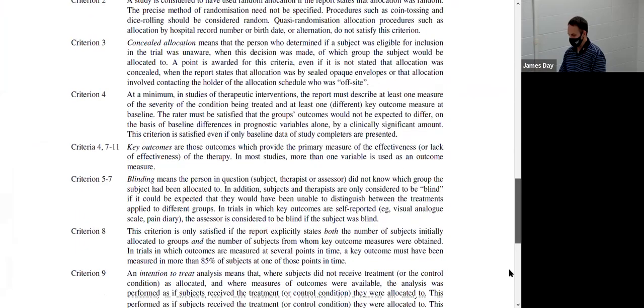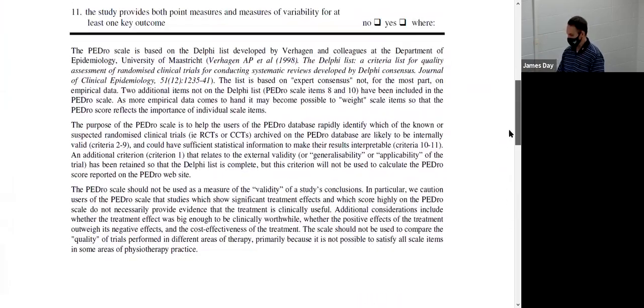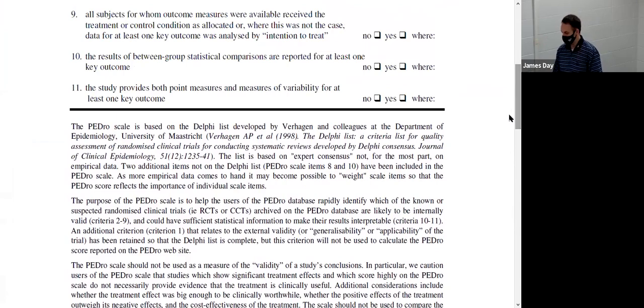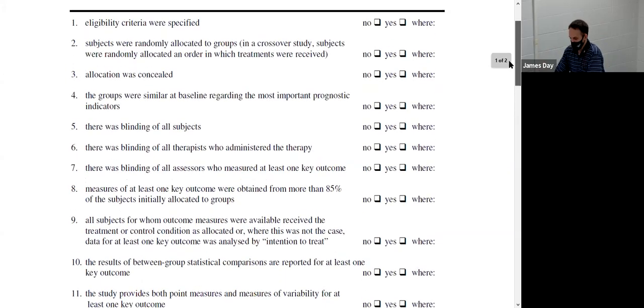It's the Pedro score. I'm going to ask you in your synthesis assignment as well as your systematic review to assess the Pedro score. And the Pedro score is from 0 to 10, and it's just the number of yes answers, with the exception of number 1, which is not scored. Right? There are 11 questions, but number 1 is not scored.